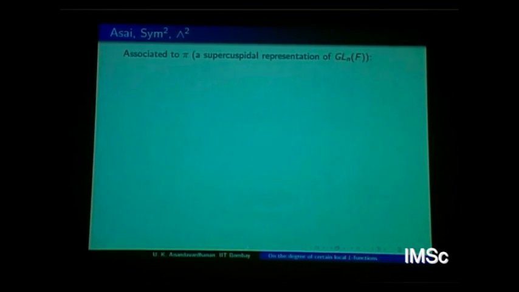So let's look at the other three L functions: Asai, symmetric square, and exterior square. Once again we assume pi is a supercuspidal representation of GL_n(F). So this is the symmetric square L function, L_S(s, pi, Sym^2), and the exterior square L function, L_S(s, pi, Λ^2). All these can be introduced in many different ways. And to define Asai, you need not just one field, but a quadratic extension of fields.